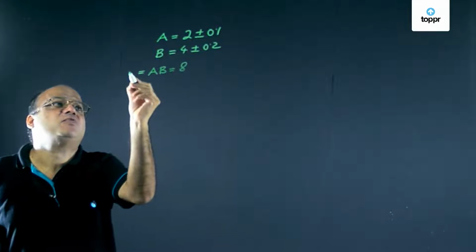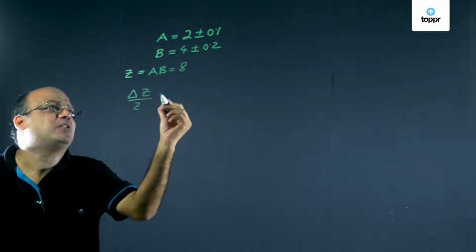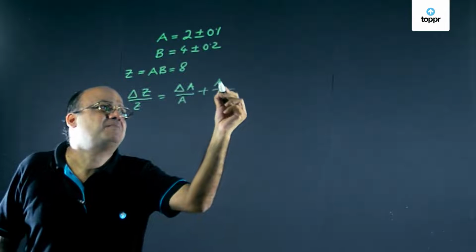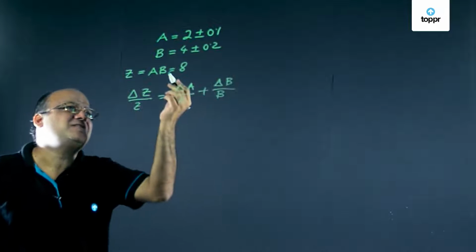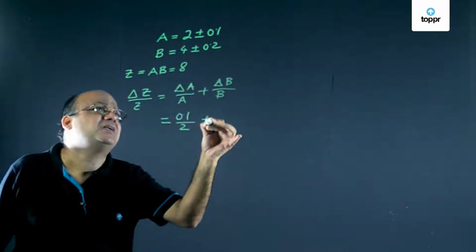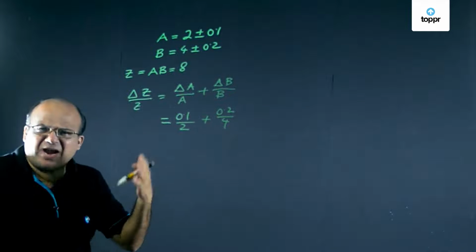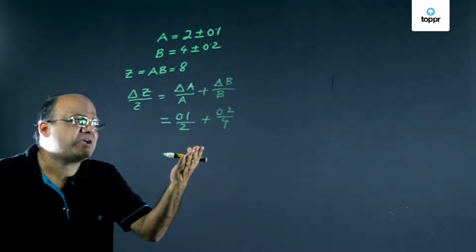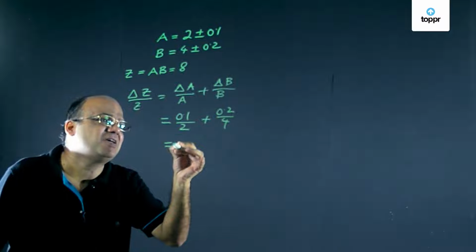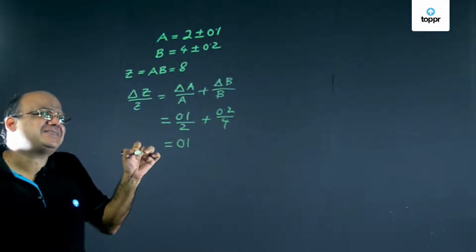If AB is equal to Z, delta Z by Z will be equal to delta A by A plus delta B by B. So what is delta A? 0.1. And what is A? 2. Delta B is 0.2 by 4. So add these up, what do we get? 0.1 by 2, this is also 0.1 by 2. So 0.2 by 2. 0.2 by 2 is 0.1. So this is the fractional error in Z.